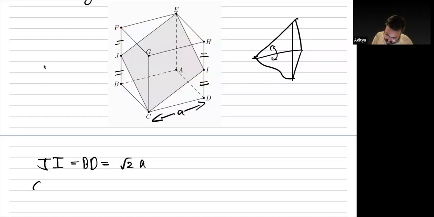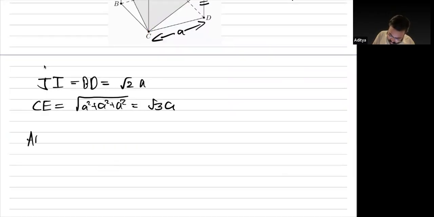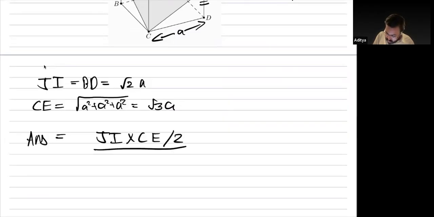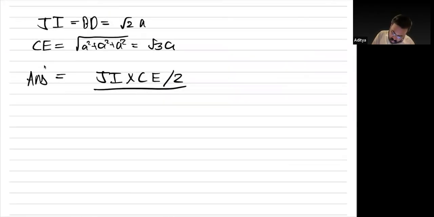Second, CE is equal to the body diagonal, or it's the length between the farthest two vertices of your cube. And if you try to figure out the length of that, that will become under root of a square plus a square plus a square, that is equal to root 3a. Alright. So we have the length of one diagonal, we have the length of another diagonal. Now answer will be equal to JI times CE divided by 2, divided by the square's diagonals, which can be BD times AC. So BD times AC divided by 2.